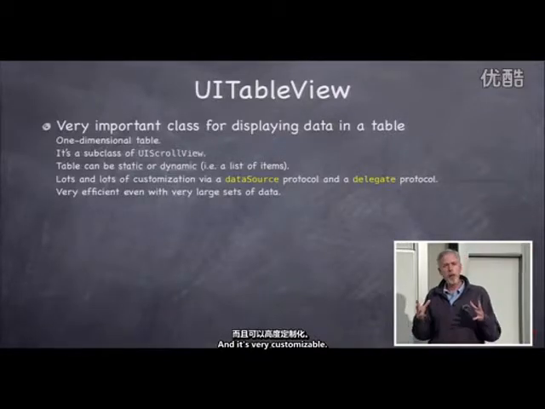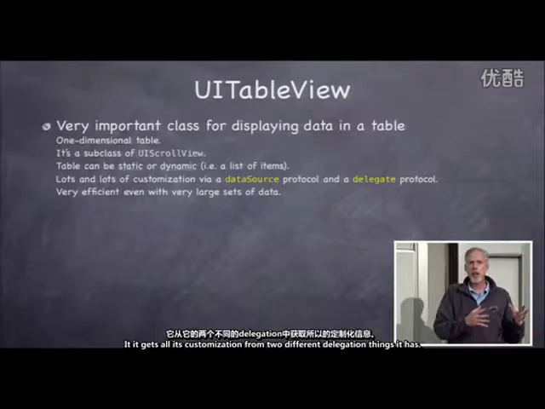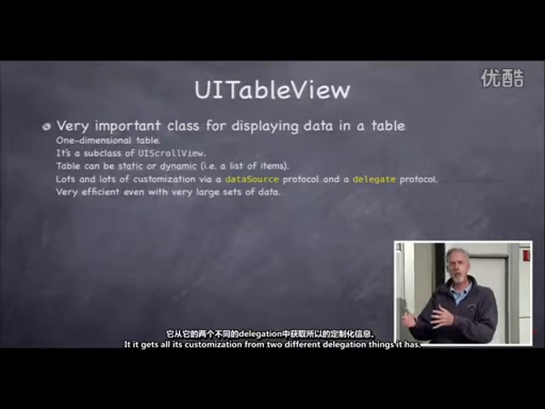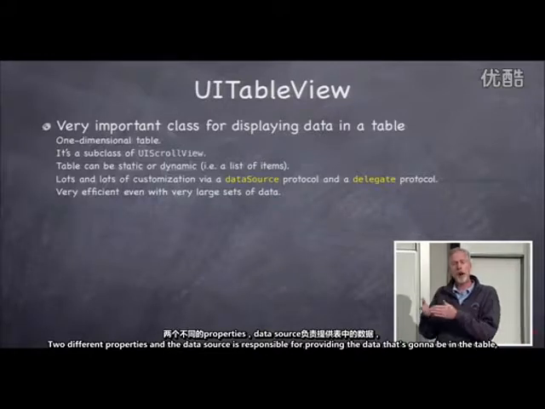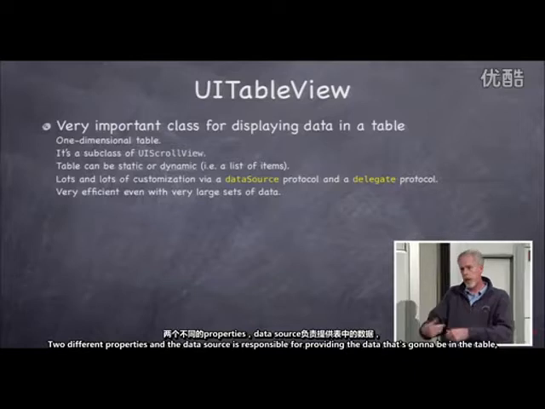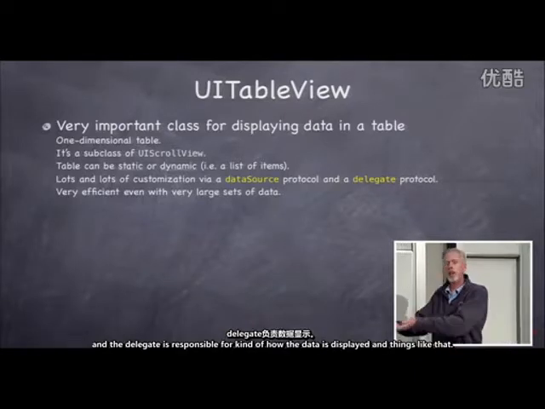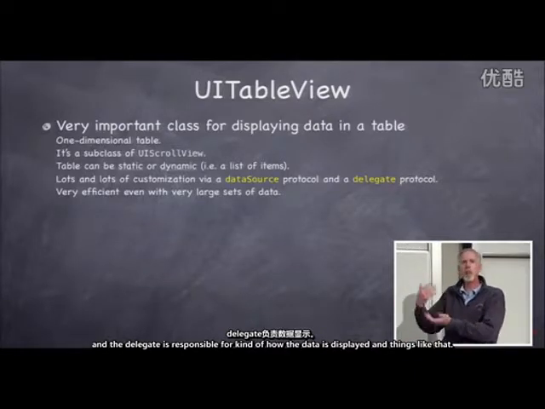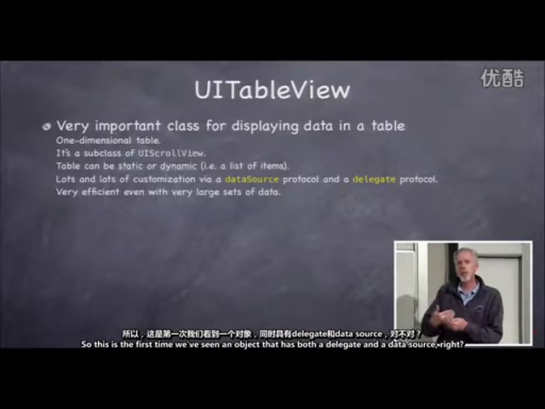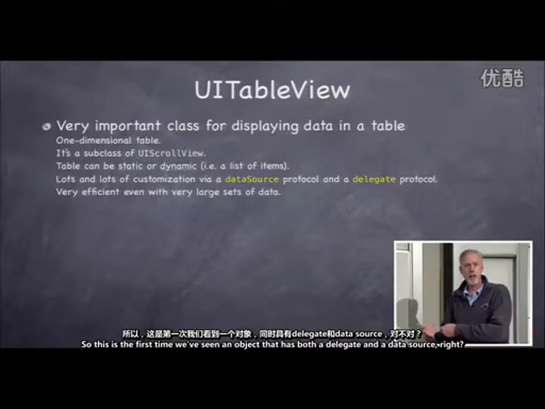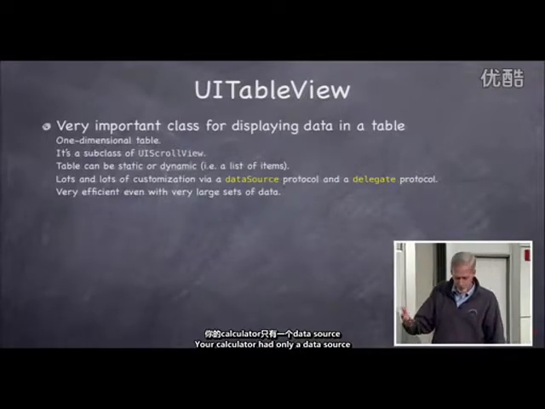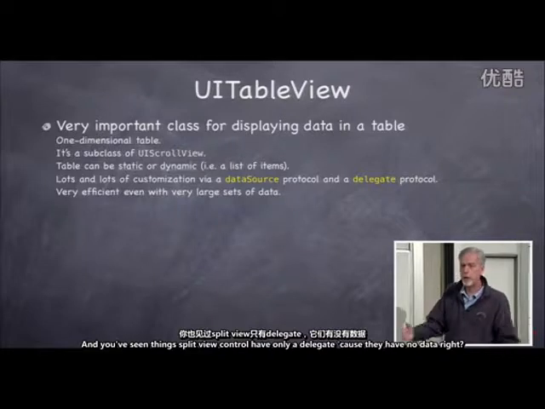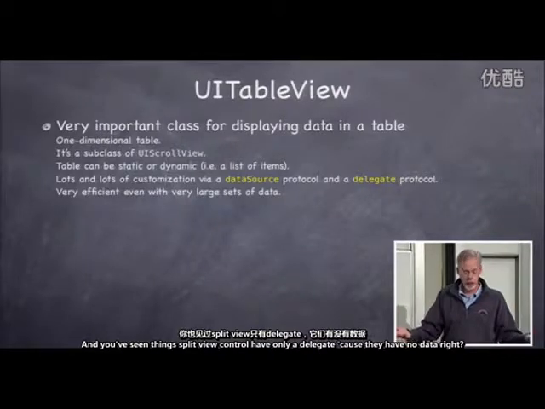And it's very customizable. It gets all its customization from 2 different delegation things it has. It has a data source and it has a delegate, both. 2 different properties. And the data source is responsible for providing the data that's going to be in the table, and the delegate is responsible for kind of how the data is displayed and things like that. So this is the first time we've seen an object that has both a delegate and a data source, right? Your calculator had only a data source. So that's kind of cool to see. And you've seen things like split view controller have only a delegate because they have no data, right?